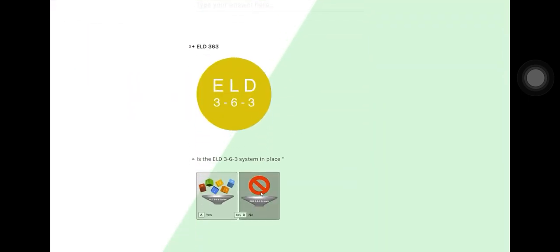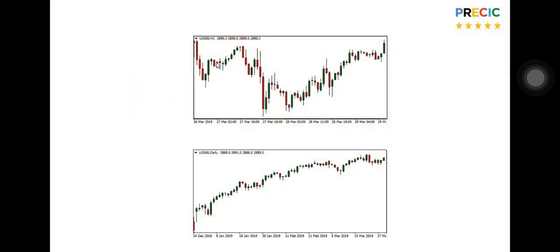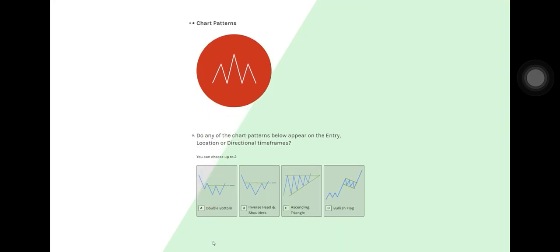The next section simply asks if the ELD 363 system is in place. We know from our previous analysis that the directional time frame, which is a daily, is in an uptrend, and the 1-hour chart, which represents the entry time frame, is also making higher highs and higher lows, so we can select yes to the ELD 363 being in place. We now move on to the chart pattern section. We already know that we are trading a double bottom, so we can select the double bottom icon here.